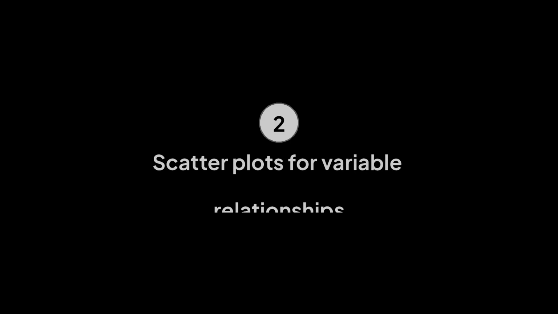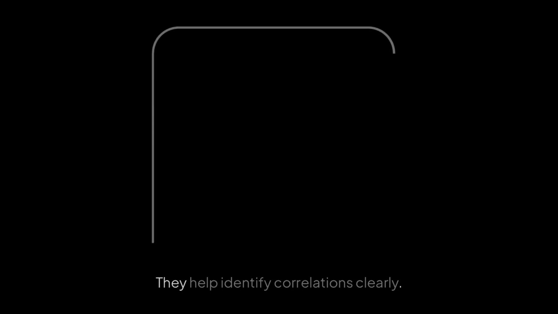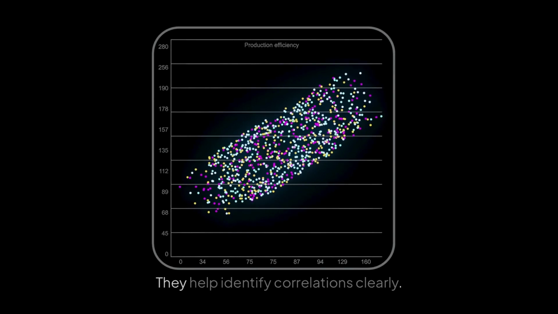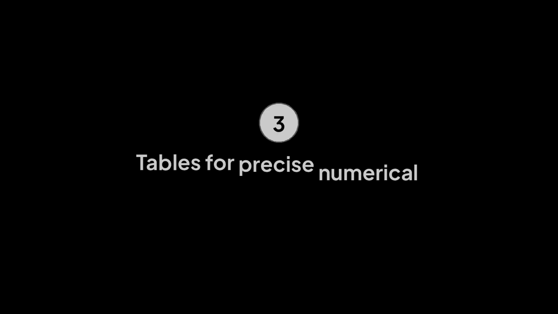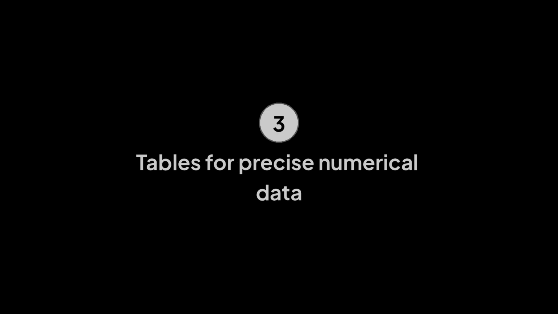Next, scatter plots reveal relationships between variables. They help identify correlations clearly. Then we have tables, which provide precise numerical values and are perfect for detailed data.